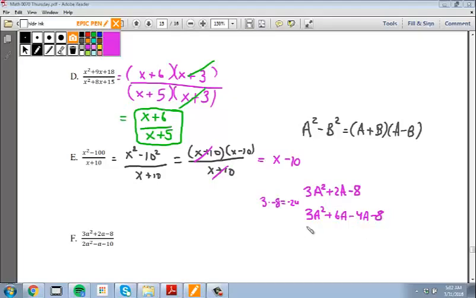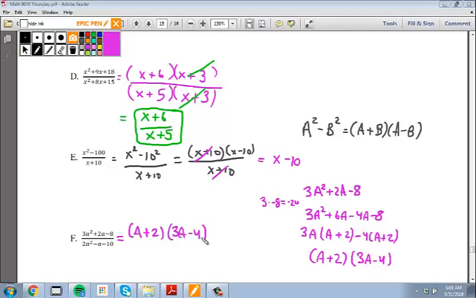Then I factor out the GCF of 3a from the first two terms and the minus 4 from the second two terms. Then factor out the a plus 2. And I'm left with a plus 2 times 3a minus 4.